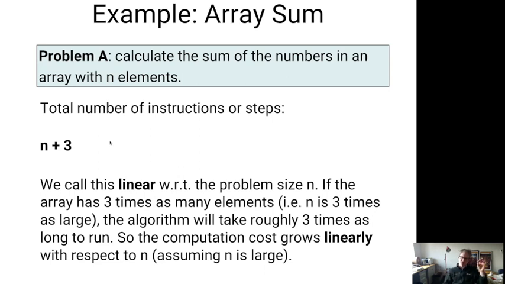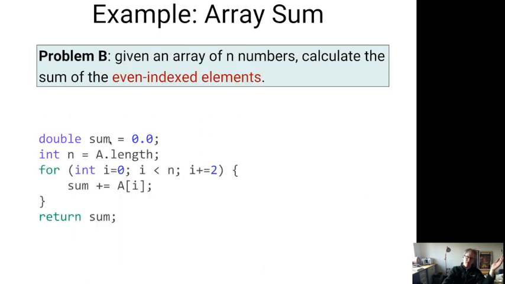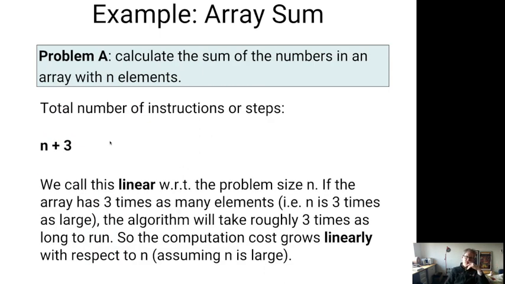And that 3, so as n gets really big, and you know this from various math classes, as n gets very, very big, that 3 doesn't matter at all, as n goes to infinity. So it's a linear problem. And this is what we'll call order n. We'll get to that in a sec. So we'll call this order n, which is linear.